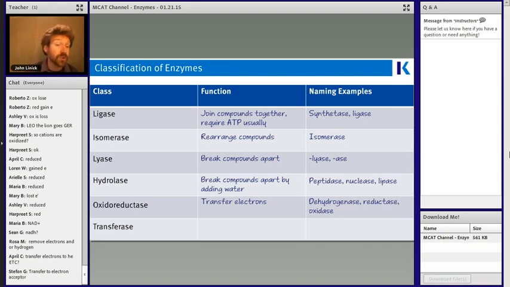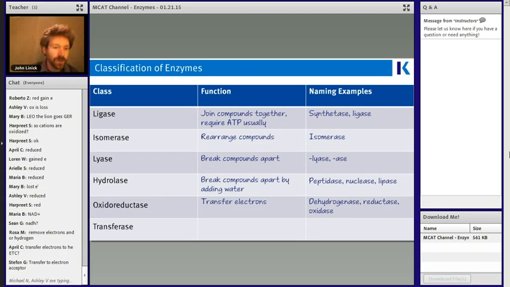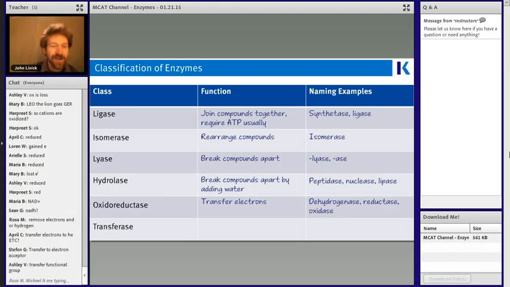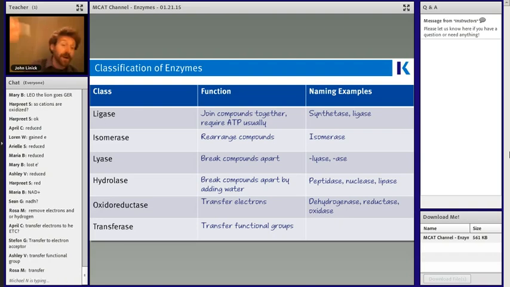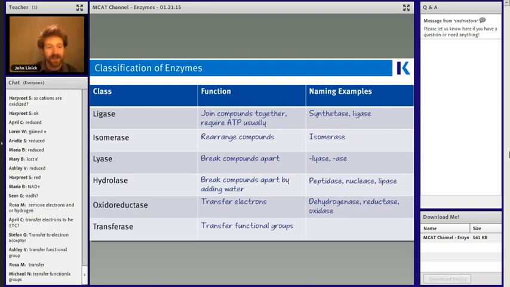All right, last one is transferase. Transferase, we can use word roots here once again. You got it, transferase, right? So we're transferring a functional group, exactly as Ashley said. Michael's saying the same thing. Rose is saying you got it. So a couple different ones here. A lot of them are called transferase.